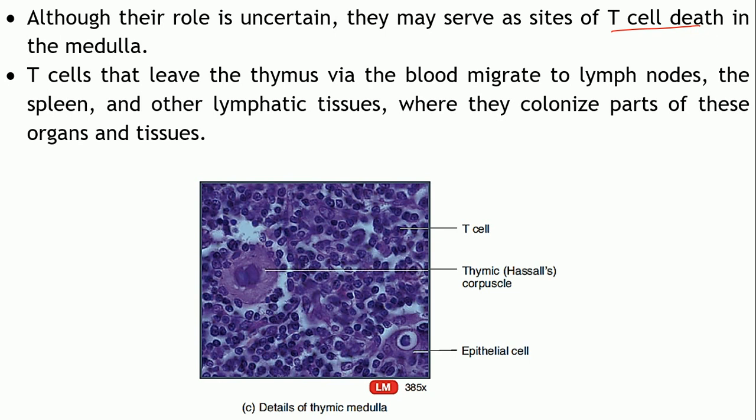Now whatever T cells survive and undergo maturation, they will leave the thymus and enter into the blood. From here they will enter into the lymph nodes, spleen and other lymphatic tissues. So they will start entering into other lymphatic tissues and they will colonize, they will start growing in these tissues.